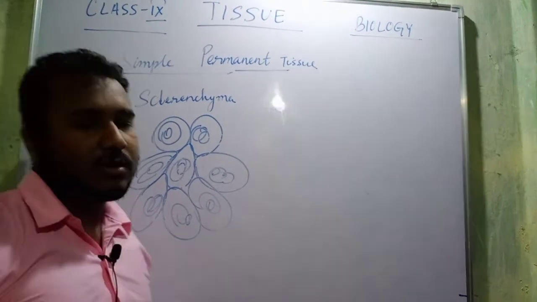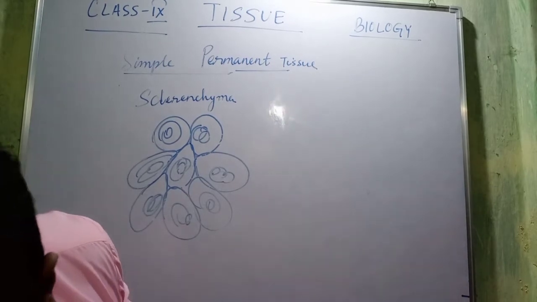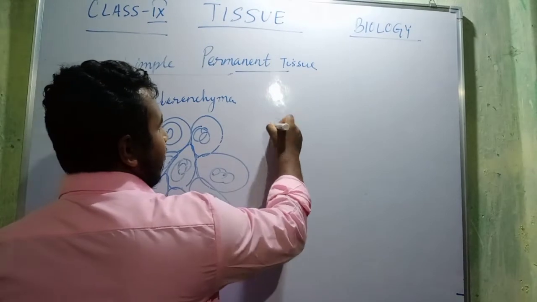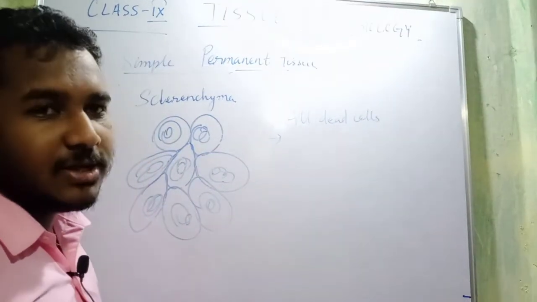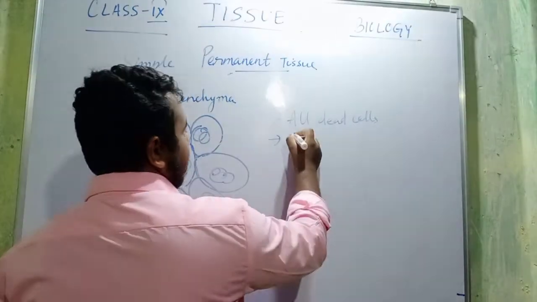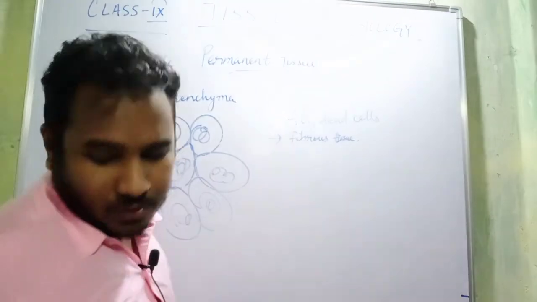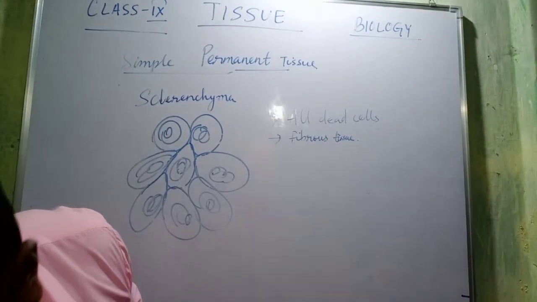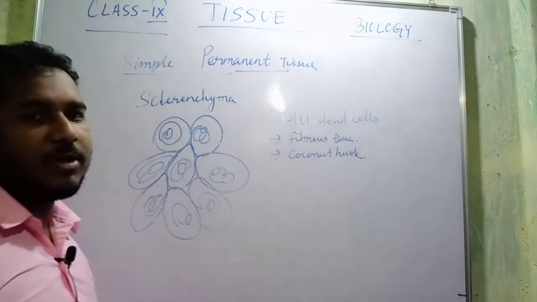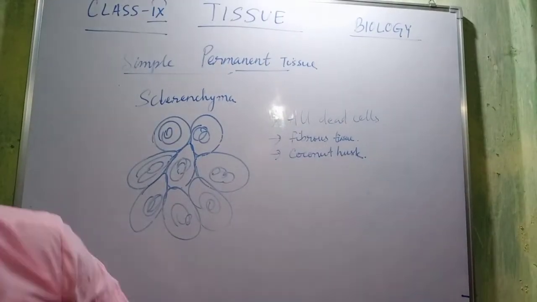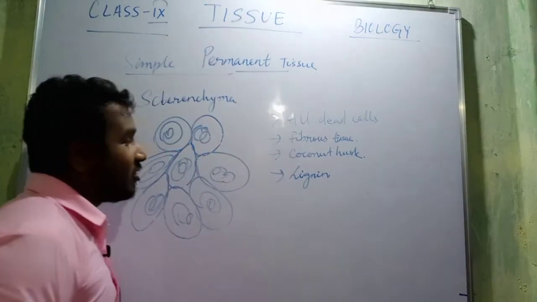When the parenchyma and the collenchyma are fully dead, then they form sclerenchyma. So here you can write, all are dead cells. Then the second thing is, it forms fibrous tissues, that is hair-like or rigid tissues, like coconut husk. They form very rigid tissues and they have no intercellular spaces, and their cell wall is made up of lignin, a substance tougher than cellulose.